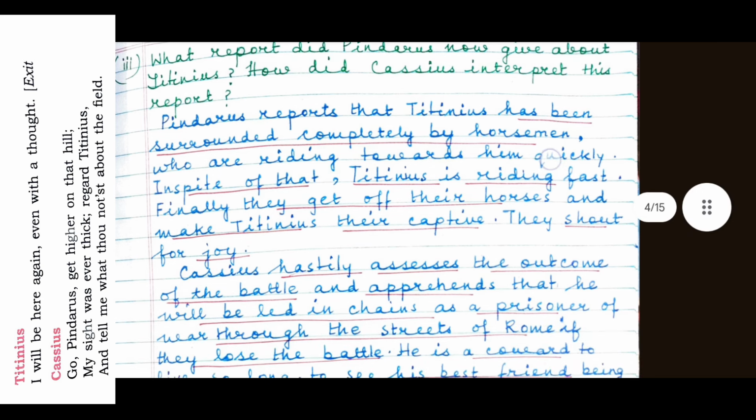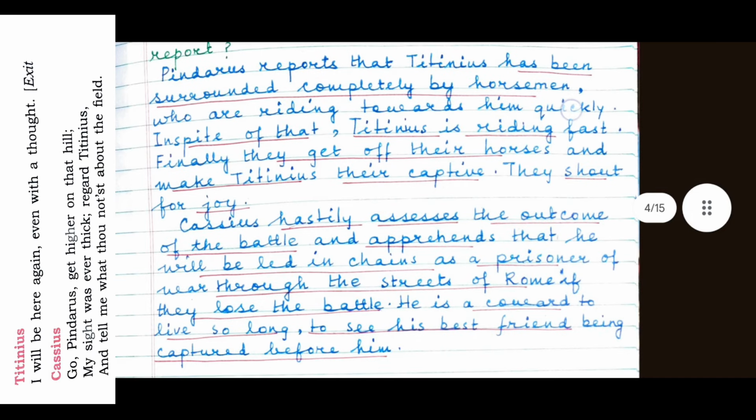Cassius hastily, means quickly, assesses the outcome of the battle and apprehends that he will be led in chains as a prisoner of war through the streets of Rome if they lose the battle. And he is a coward to live so long, to see his best friend being captured before him. He cannot do anything. They have captured Titinius and he is a coward to live so long.